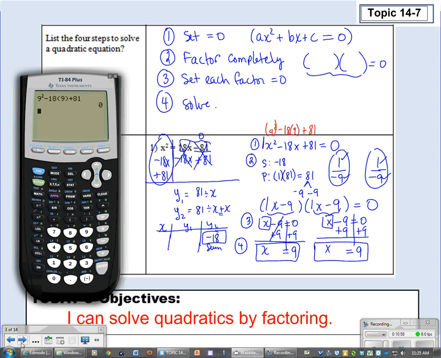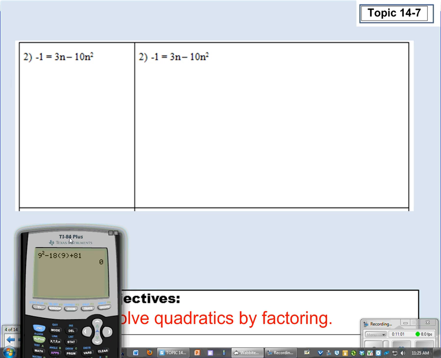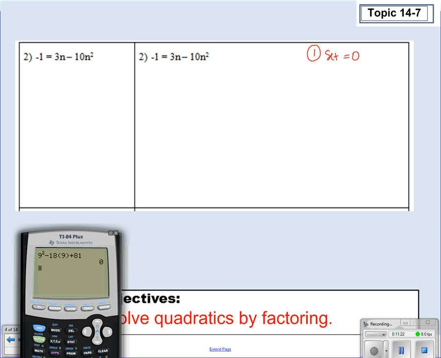Let's continue to work on some more. This next one has negative 1 equals 3n minus 10n squared. So again, we need to make sure that we get our equation equal to 0. To get our equation equal to 0, I'm going to add one thing here. When we set the equation equal to 0, we want the squared term, I'm going to say x squared in general, to be positive. That is going to help you figure out which way to move.